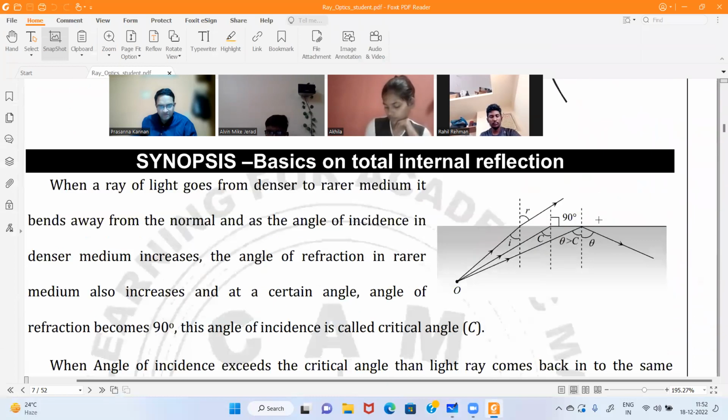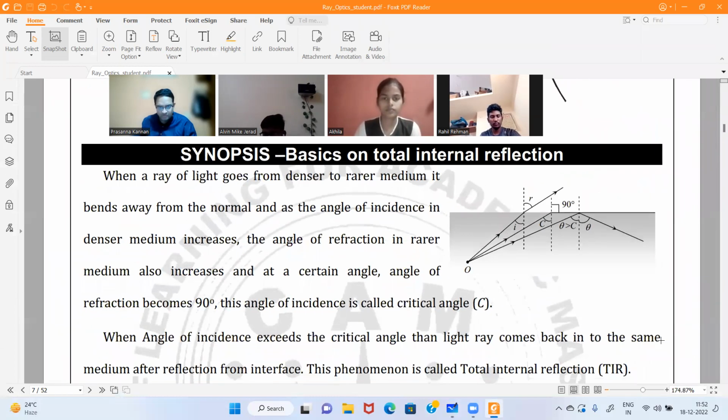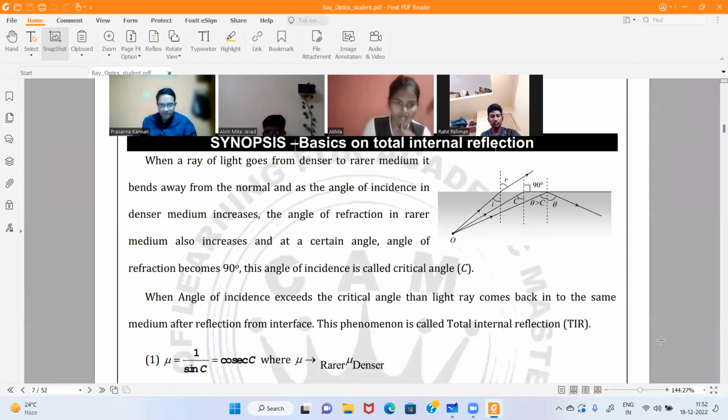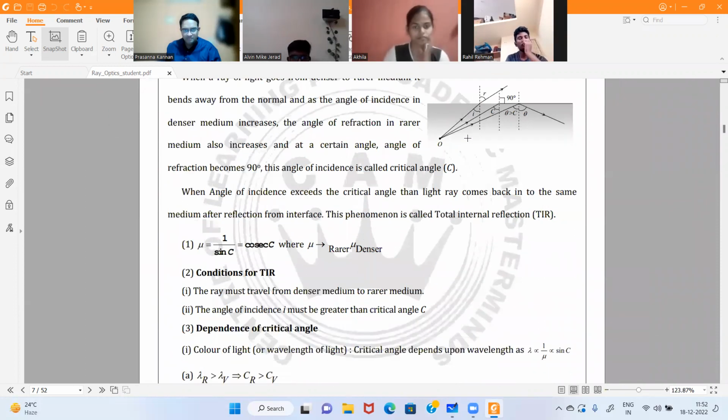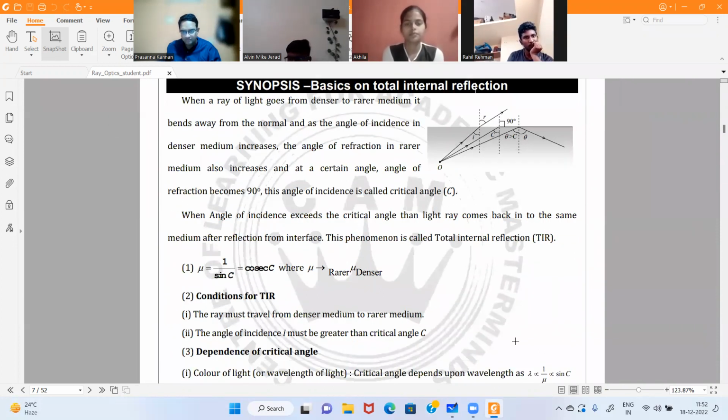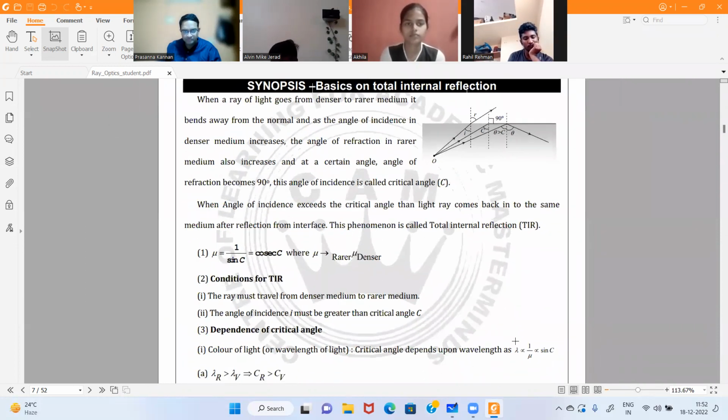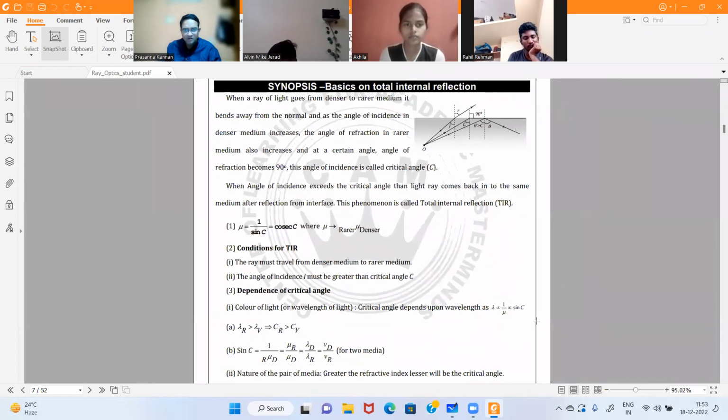Now we'll go into total internal reflection. I want you to just go through the concept for 5 minutes. Is it visible? Just go through it for 2-3 minutes.